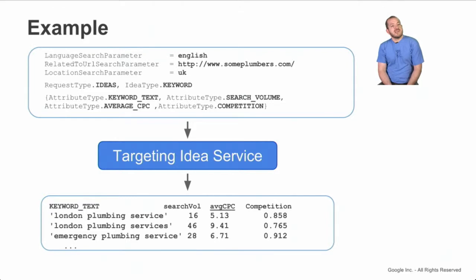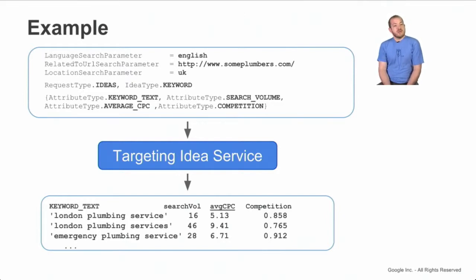So taking a look at an example of what a Targeting Idea Service request looks like, you can set some parameters up here on the top. You can set the language to English. You can set the landing page to a landing page you already know of. You can set the targeting location to the UK. You tell it that you want new targeting ideas and that they're keywords. And then you specify 4 attribute types that you want back about these new keywords that you're requesting.